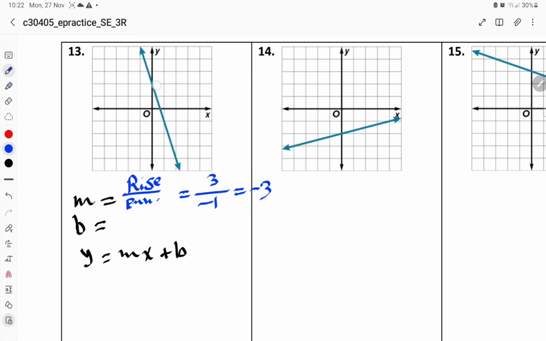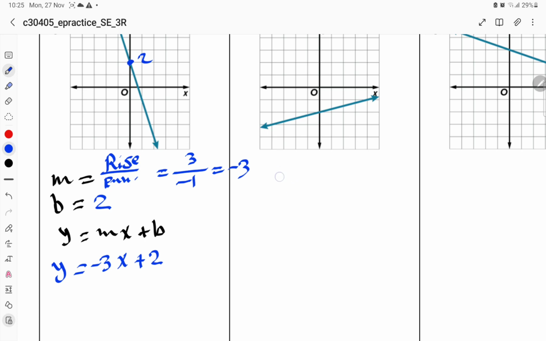What about the b? The b is the part that is cut from the y-axis. So how many parts are cut from the y-axis? 1, 2. Look, here is the point of cutting the line with the y-axis, at 2. Right? So the b is equal to 2. So let's write the equation. Y equals, what is m? Negative 3, x, b is 2, so plus 2.